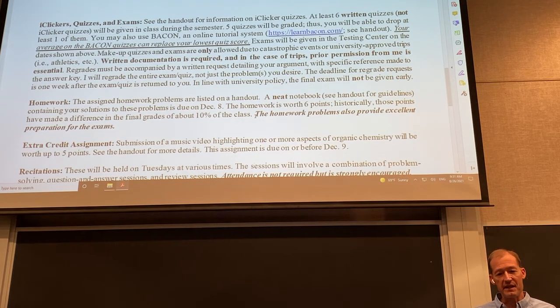Once we have finished the final exam, I will set the curve, which means I will decide which point values are the breaks between the different grade levels, between the A and the A minus, the A minus and the B plus, and so forth. And any student who is within 6 points of the next higher grade, I will pull that student's notebook and we will grade it.